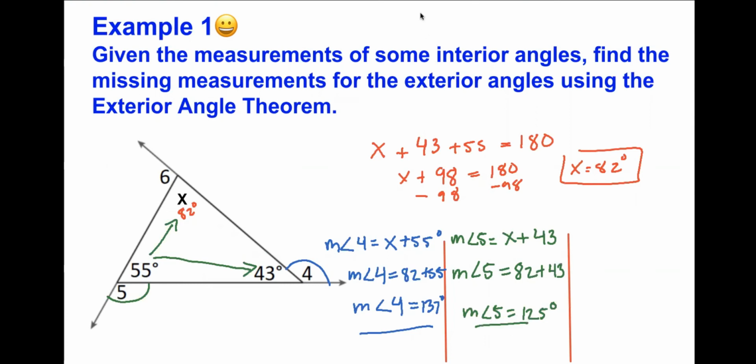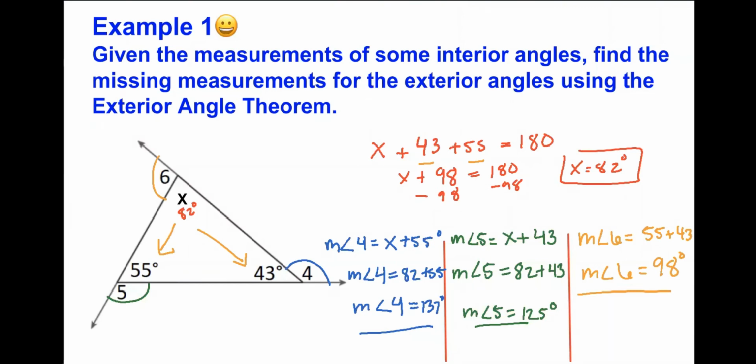All right, last one. Let's see if we can see orange. Yeah, orange is visible. Okay, so let's identify its two remote interior angles. So here's angle 6. Our two remote interior angles are 55 and 43 in this case. So measurement of angle 6 equals 55 plus 43, 98 degrees. Awesome.